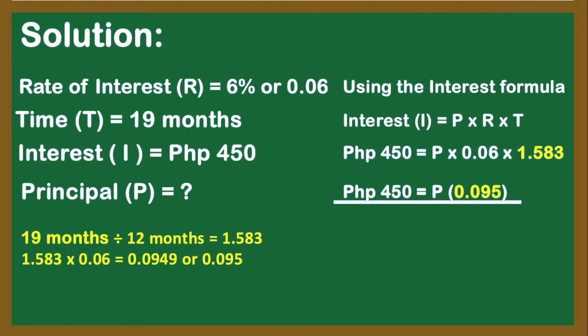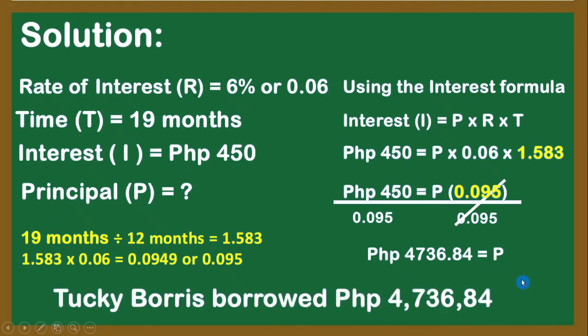Then we divide both sides by 0.095. We divide 450 by 0.095 and 0.095 by 0.095. Then we cancel 0.095 by 0.095. That will give us P. And we divide 450 by 0.095. Then the quotient will be 4,736.84, equals P or the principal. Now the final answer: Taki Boris borrowed 4,736 pesos and 84 centavos.